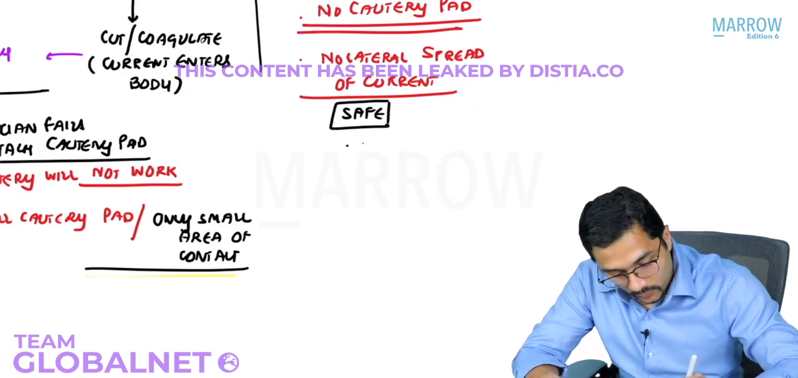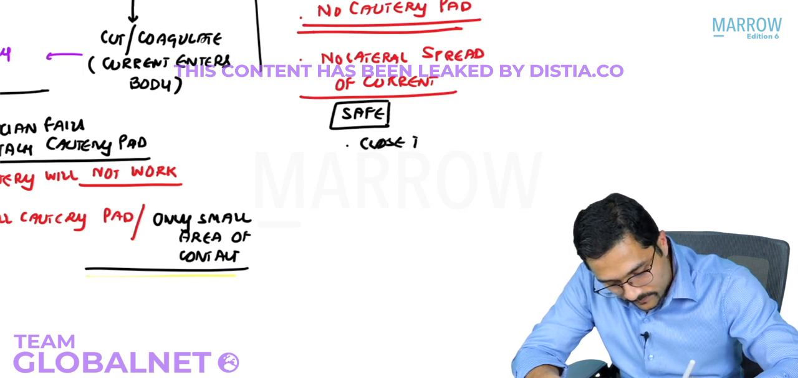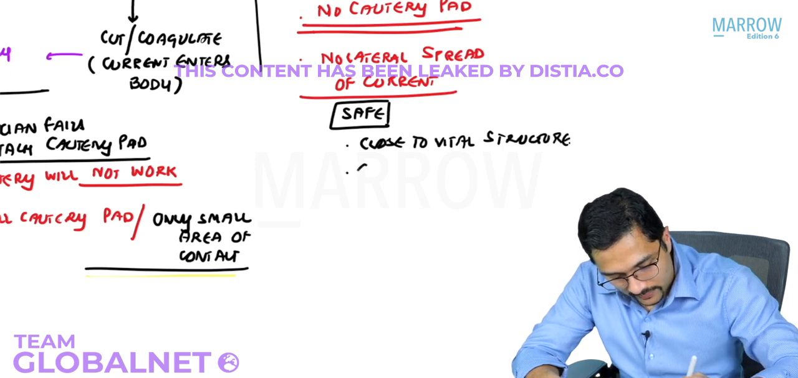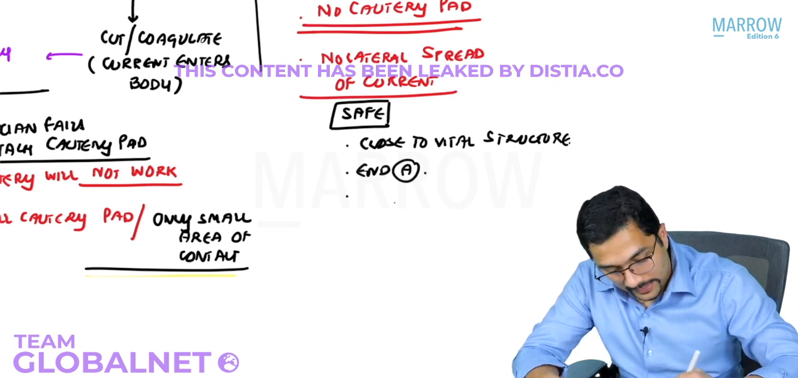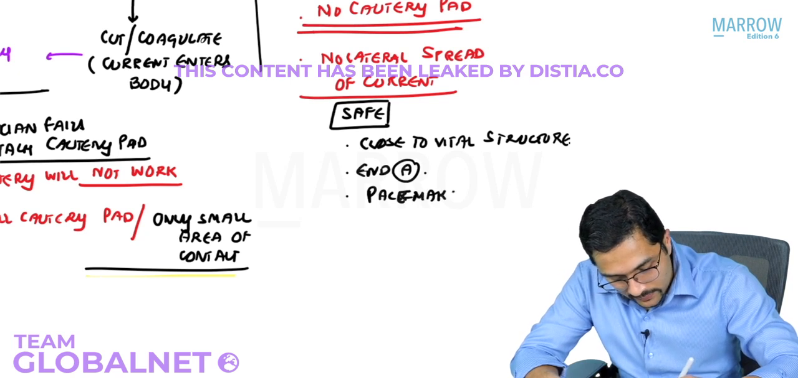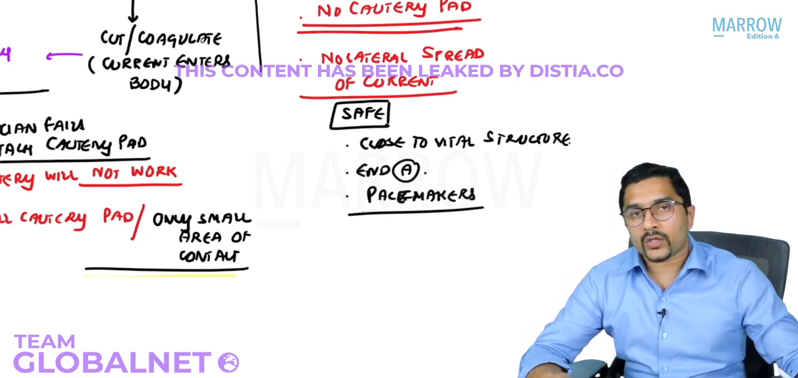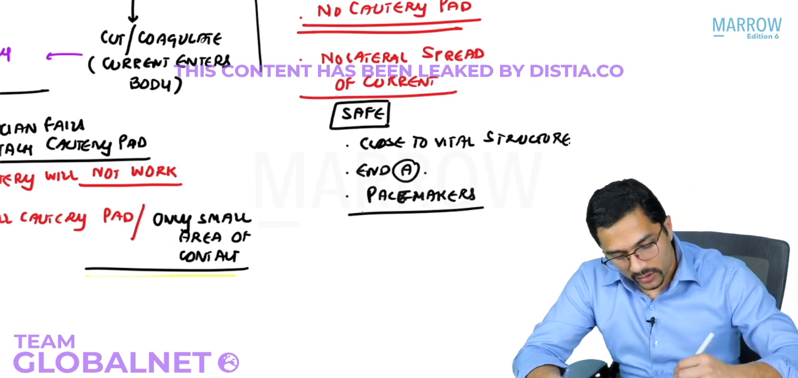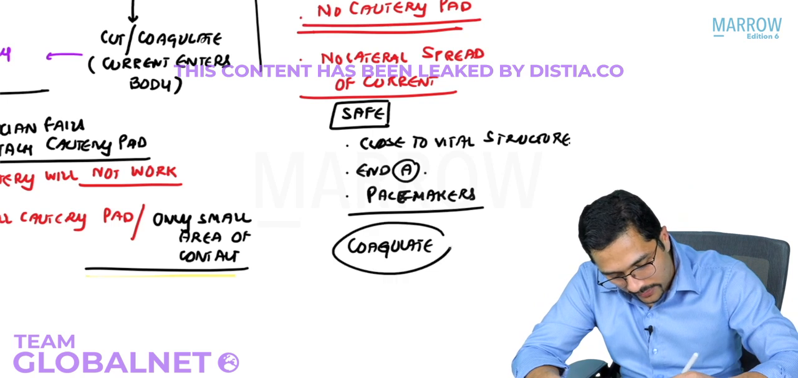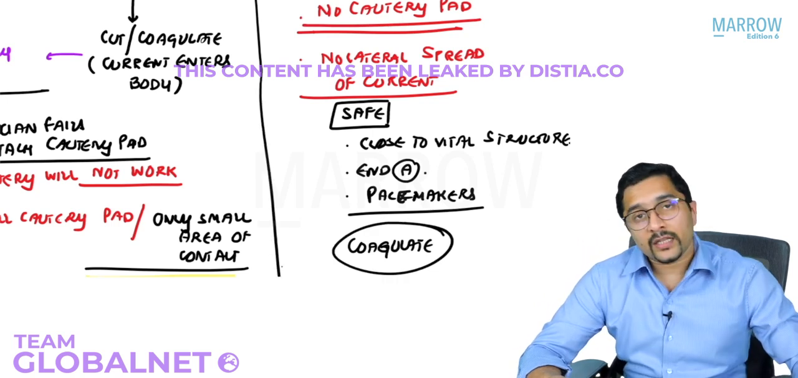That means close to vital structures, end arteries, and in patients with pacemakers. Now, one of the problems with a bipolar cautery is that bipolar cautery will only carry out coagulation. You cannot cut using a bipolar cautery, so it will only coagulate.